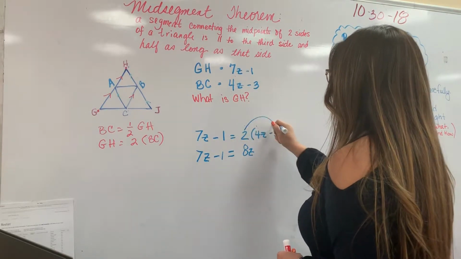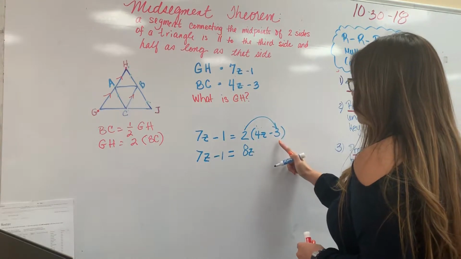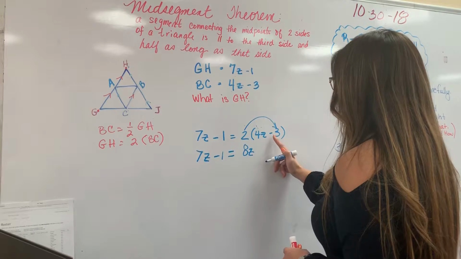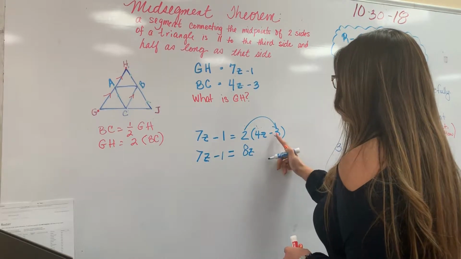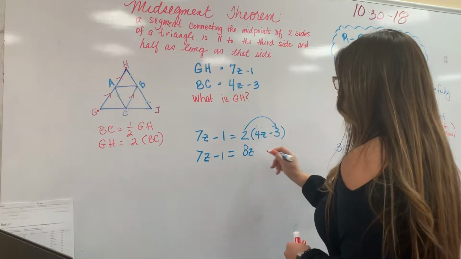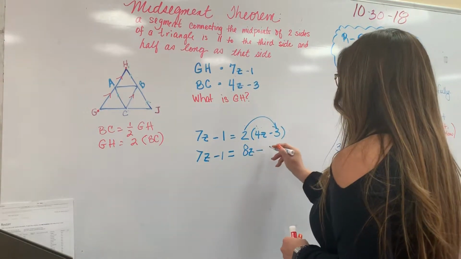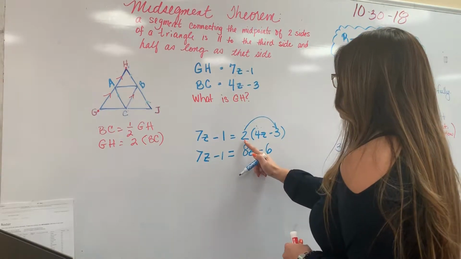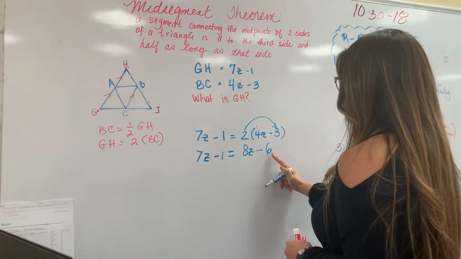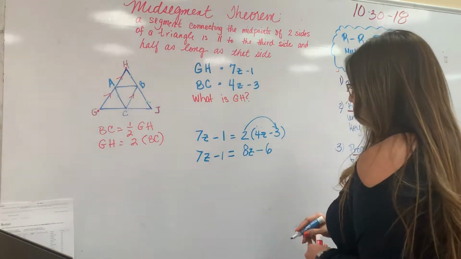Over here we're multiplying 2 times negative 3. They're different signs. 2 is positive and 3 is negative. Different signs when you multiply will be a negative number. So 2 times 3 is 6. So that's a positive 8z minus 6, or positive 8z, negative 6.